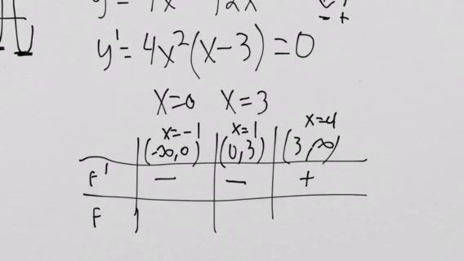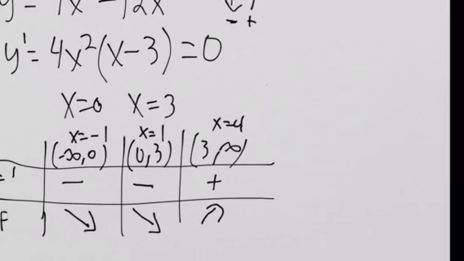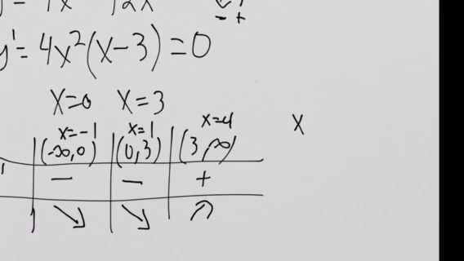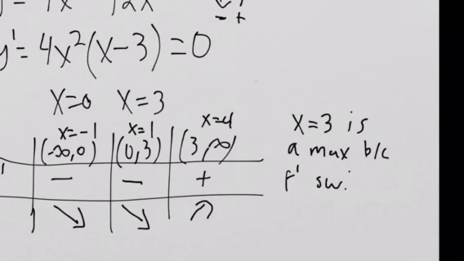So if f prime's negative, that implies f must be decreasing. And then it bounces and keeps decreasing. And then it starts increasing at x equals 3, which means we have a minimum at x equals 3. We have to write this. If it's an FRQ, we have to write this justification. Because f prime switches from, not maximum, minimum. Oh my gosh, I am a mess. Okay, it's a minimum. X equals 3 is a minimum because f prime switches from negative to positive.